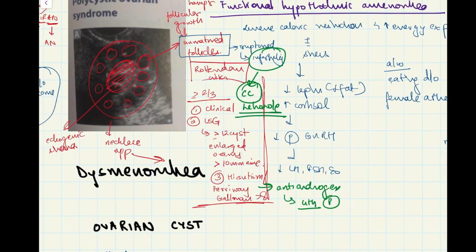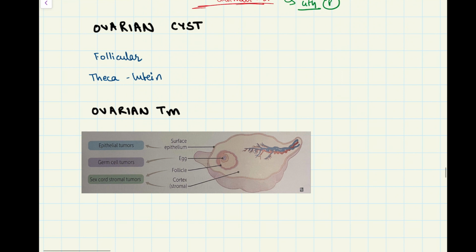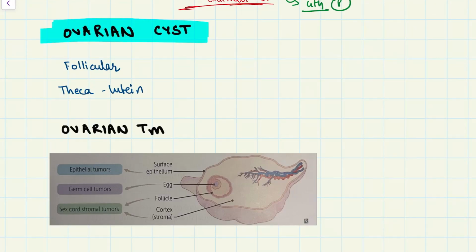Next, we'll be talking about the ovarian cyst. The most common ovarian cyst is a follicular cyst. It occurs due to increased estrogen that causes distension of the Graafian follicle. Since there is increased estrogen, it is also associated with endometrial hyperplasia.